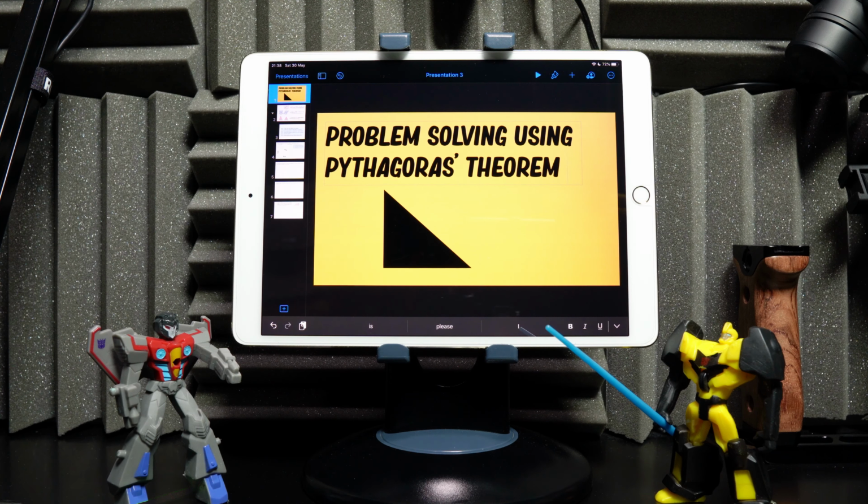It says find the length of the diagonal of a square with side length 6.8 centimeters. Remember, this is a square, and it says give your answer in radical form and also as a decimal to the nearest millimeter. First thing first, we know it's a square, so we're going to have to draw a square for this.